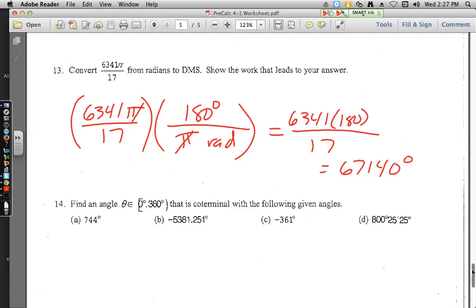67,140 degrees. And it said we're supposed to convert this into DMS, but if that works out perfectly, then we're done. So let me double check their math here. 6341 times 180 divided by 17. It works out perfectly to 67,140 degrees. So we don't need any minutes or seconds on that one. Then next one up was number 14.